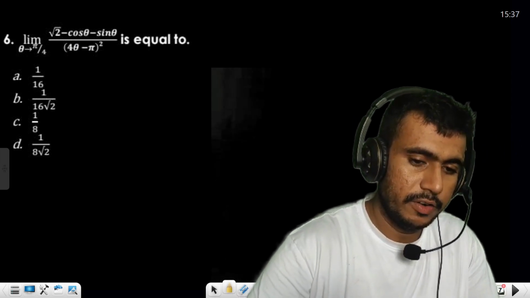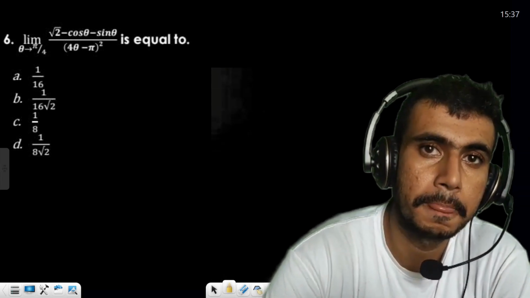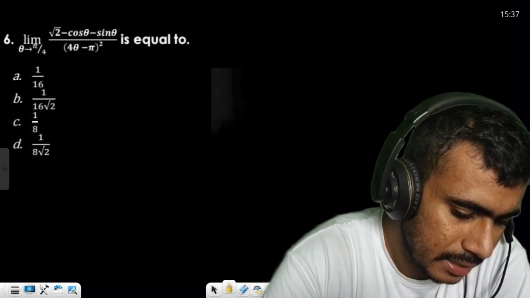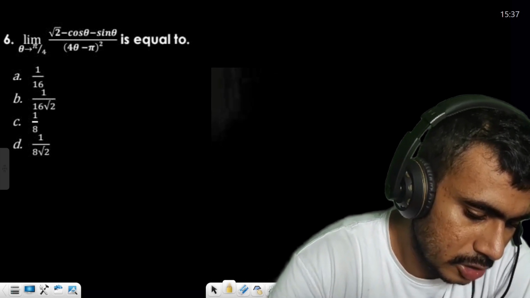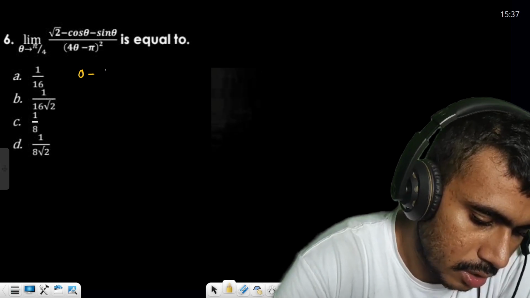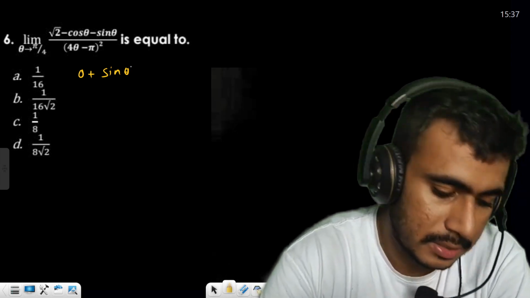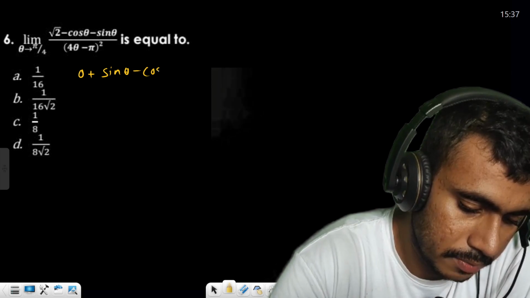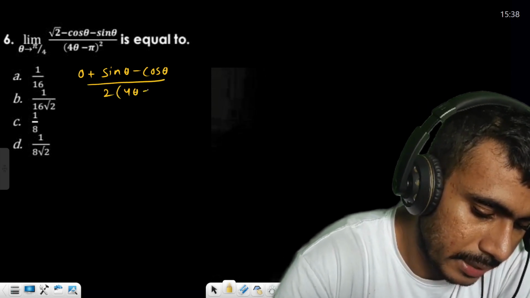Now in this question, what we are going to do, see, we can see if I put pi by 4 here, on putting pi by 4, I'm basically getting 0 by 0 form. So it's better that I apply L'Hospital. On applying L'Hospital, cos theta will become minus sine theta, that's why it becomes plus. For minus sine theta, it will be minus cos theta, upon 2 into 4 theta minus pi.